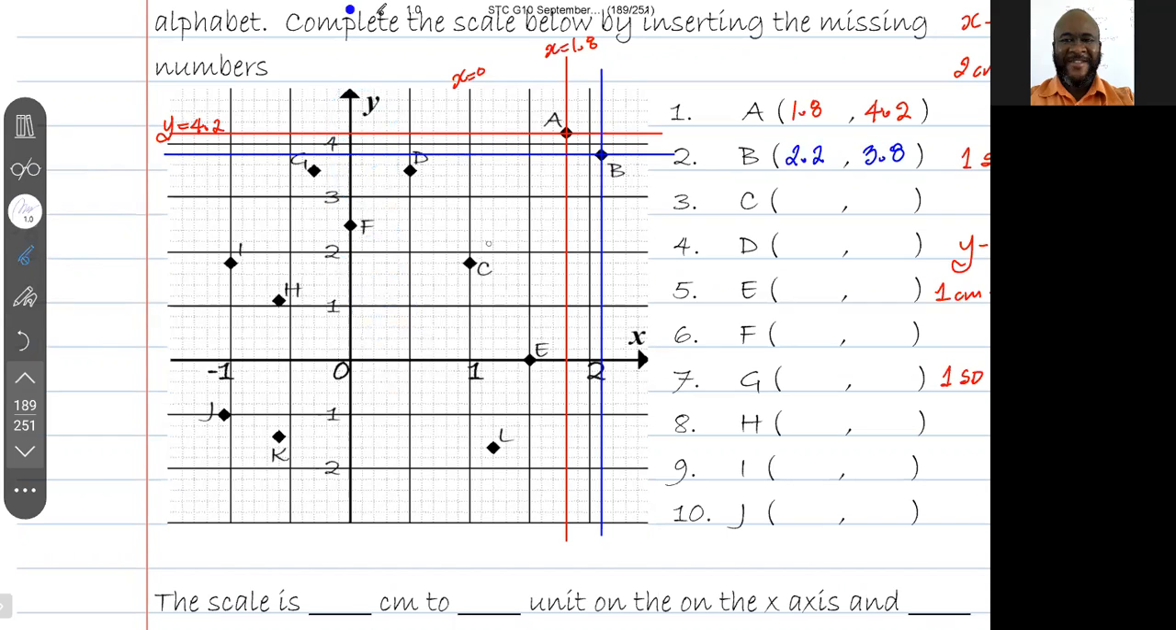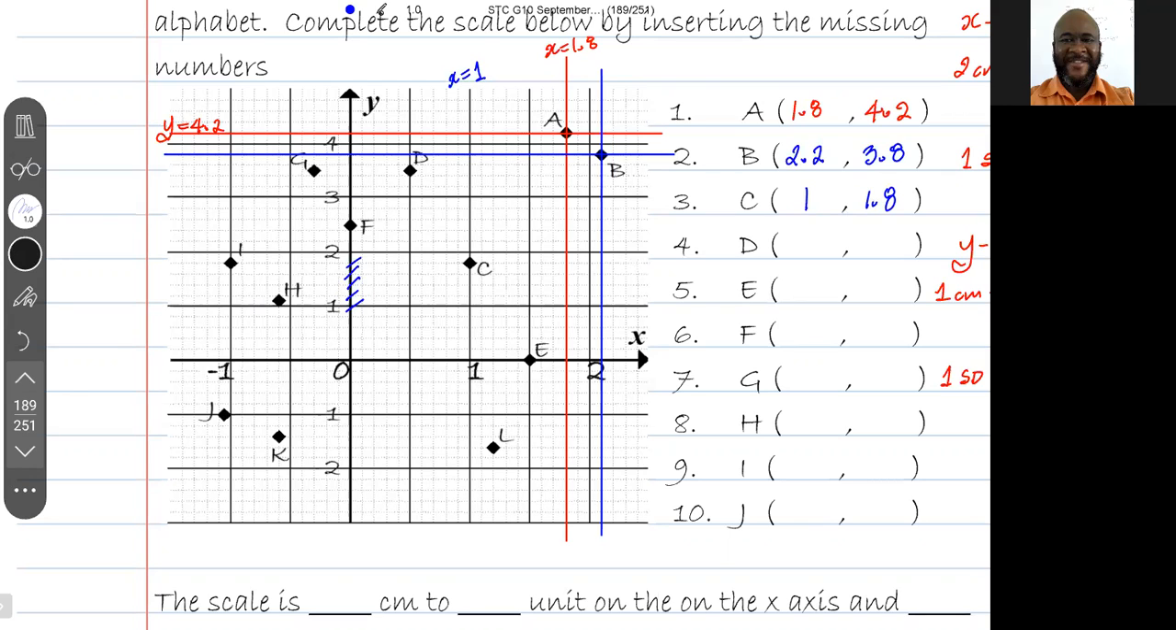All right, let's go faster with the other points. C is here. C is on the vertical line, I have x is equal to 0, but that should be x is equal to 1. So C is on the vertical line x is equal to 1. It's clear. And it's on the horizontal line, 1.8.